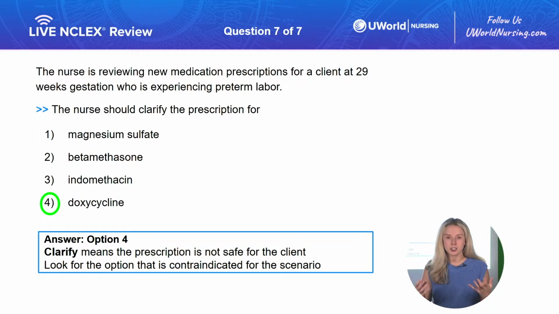Lastly, we have our correct option because it's an incorrect medication. It's unsafe for the clients. This is doxycycline, which is a tetracycline antibiotic. It's a teratogen. We do not give this to a pregnant client at any gestational age. It can cause staining of the fetal teeth. I see someone said yellow teeth in the comments. You're absolutely right. It can also cause impaired development of those fetal long bones. So we're not going to give any tetracycline antibiotics. We're definitely not going to give doxycycline. Option 4 was our correct option because it's our incorrect medication that we need to clarify.